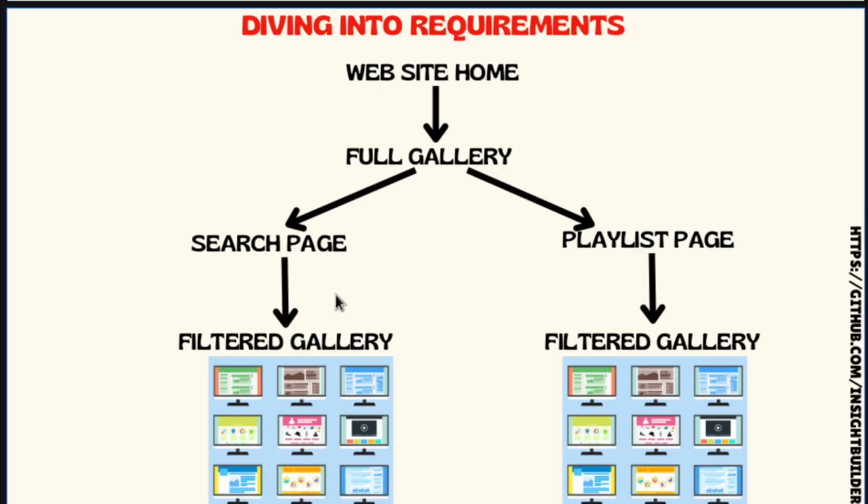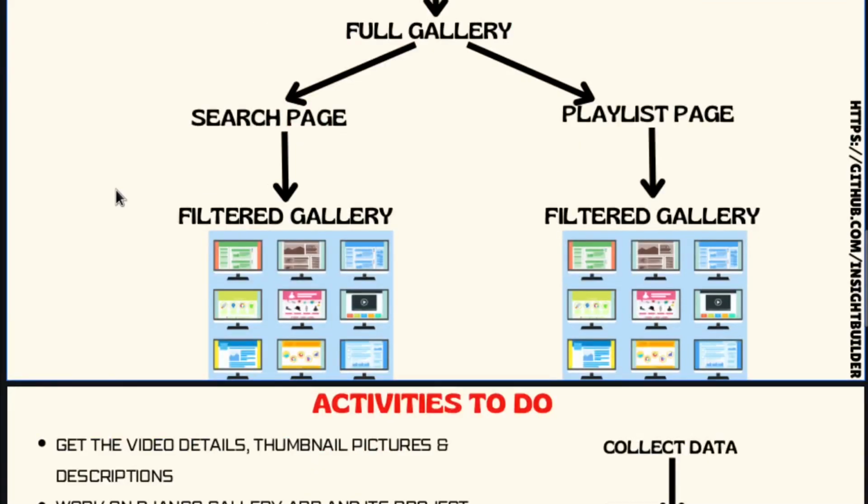The user will come to the website home, the home page, and he will click on the full gallery. The full gallery will have the search page as well as the playlist page, meaning the full gallery will have the search bar. When the user completes the search, it will go to the filtered gallery. And the playlist also, the sidebar will have the playlist filters, and once the user clicks on it, it will go to the filtered gallery of playlists. This is how the user will navigate the web page.